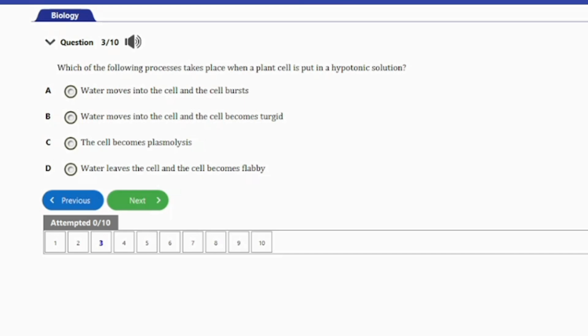A hypotonic solution is a solution that has a lower concentration than that of the cell. So if you put a cell into a hypotonic solution, water will move from where there is less concentration of solutes to where there is more concentration of solutes. Which means water will move from the surrounding environment into the cell and cause it to become turgid. That's the answer to this question, option B.